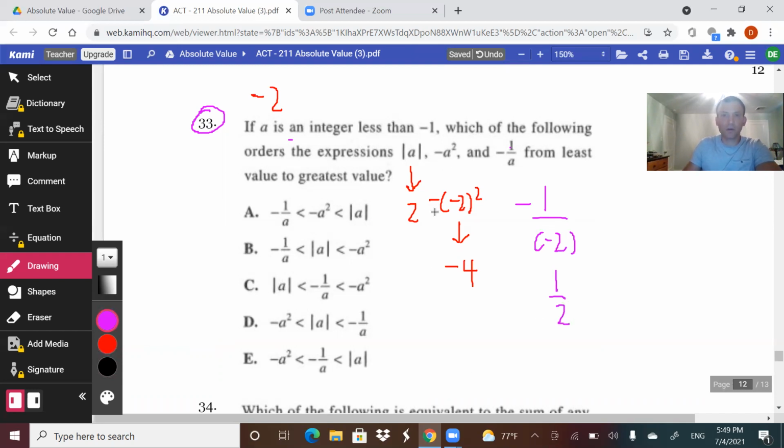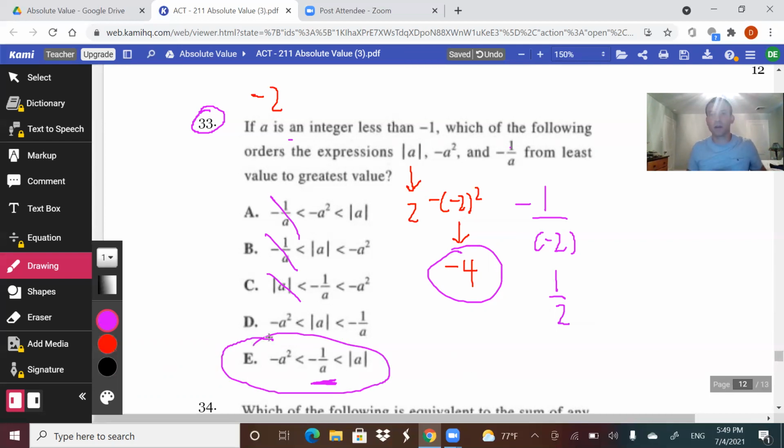So we need to put these in order. So if we put them in order from least to greatest, this one's the least, so gets rid of A, B, and C. The middle one is going to be this one, so we know that it's E, and the greatest one is going to be the absolute value of A. So our answer to that one is E.